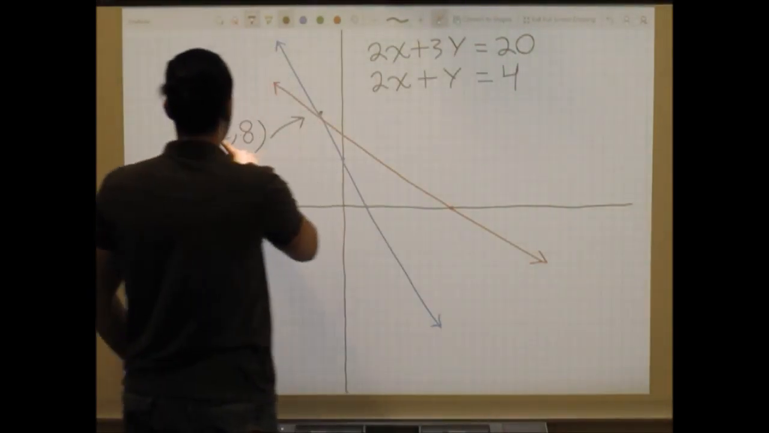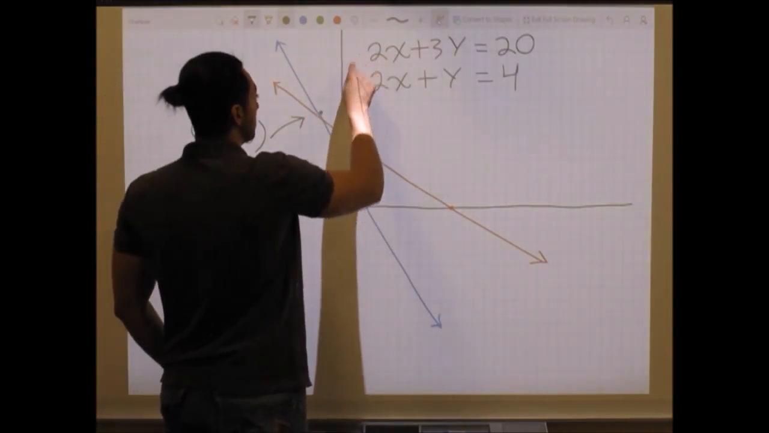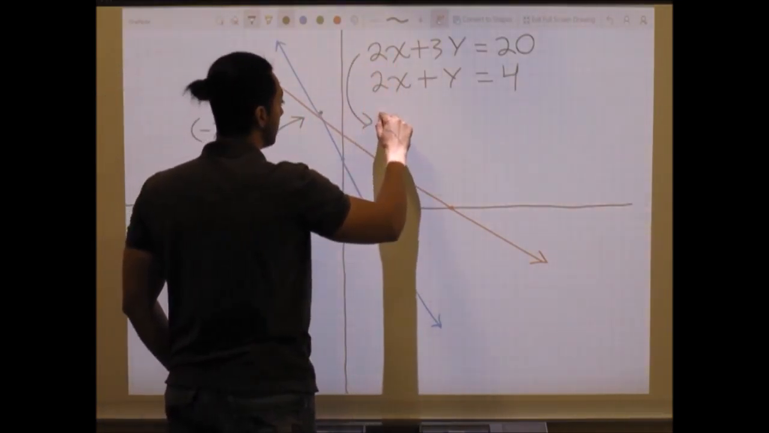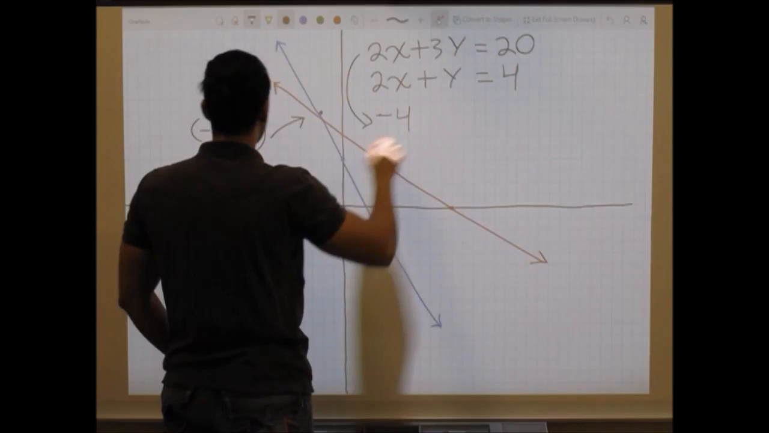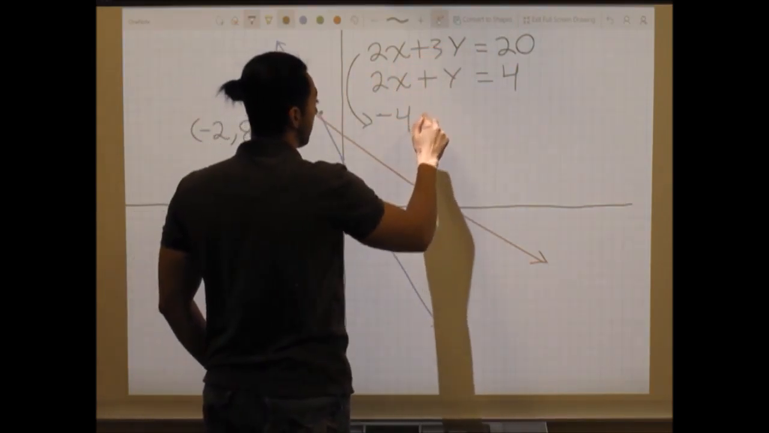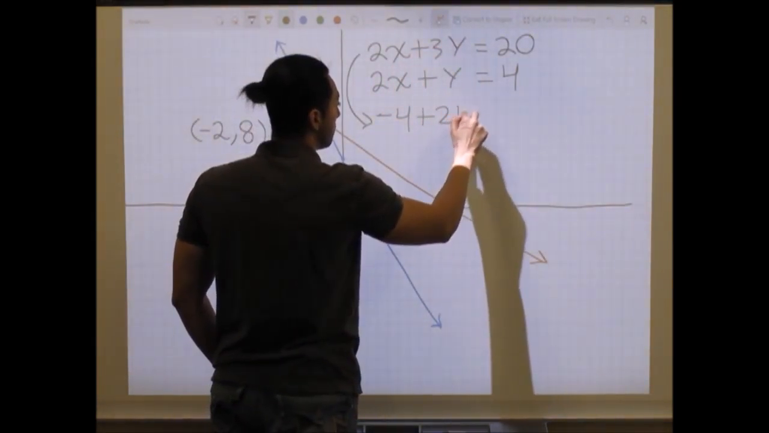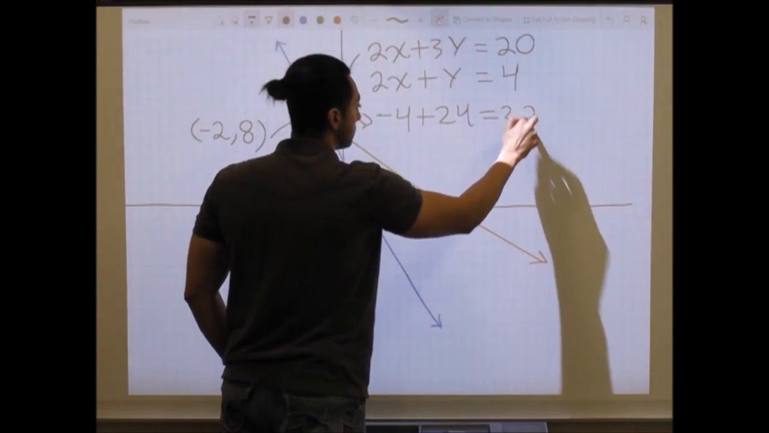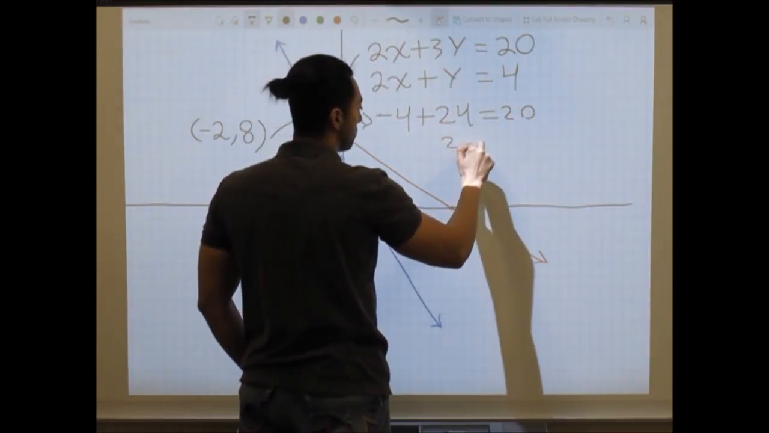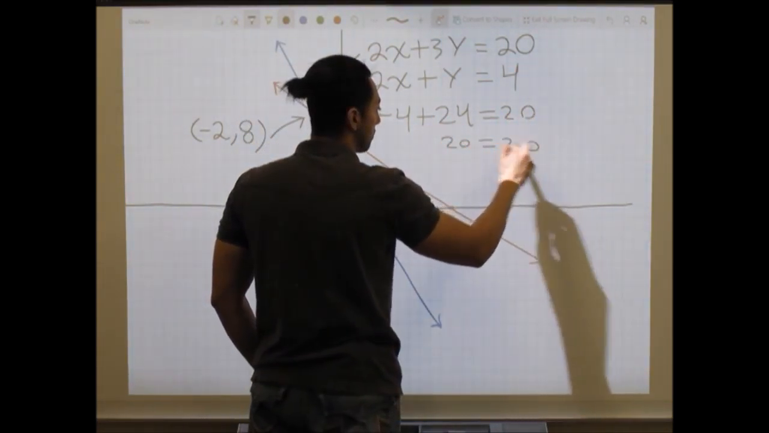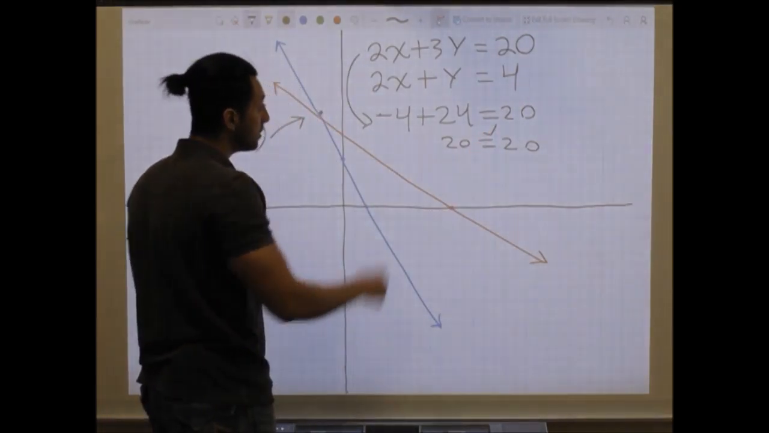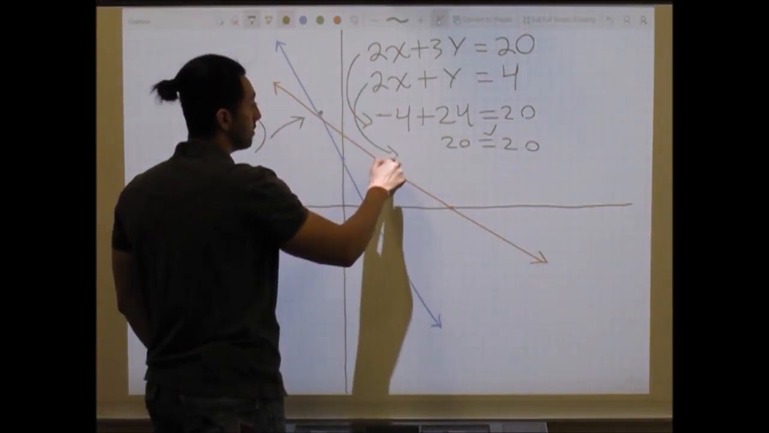So when I plug in the -2 into this first equation, into the x value, I get -4. And when I plug in 8 into the y, 8 times 3 is 24. And we want to see if that will equal 20. So 24 minus 4 does equal 20. So this checks off. Now let's go ahead and try the second equation here.